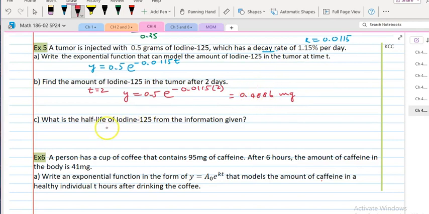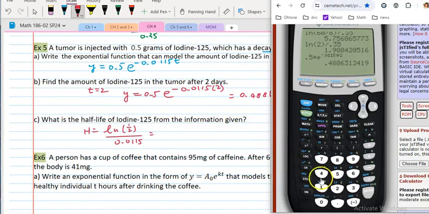What is the half-life? So we know half-life h is ln 1/2 divided by the rate, which is 0.0115. Let's put in the calculator. So ln 1/2, 0.5, divided by 0.0115.